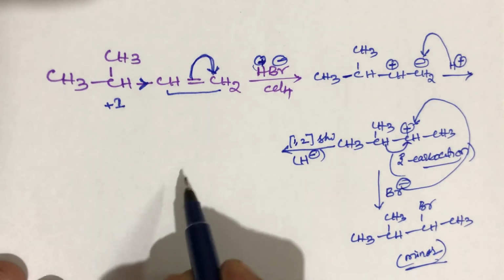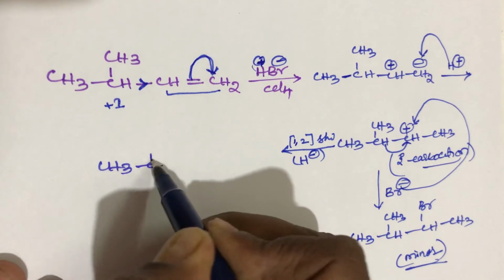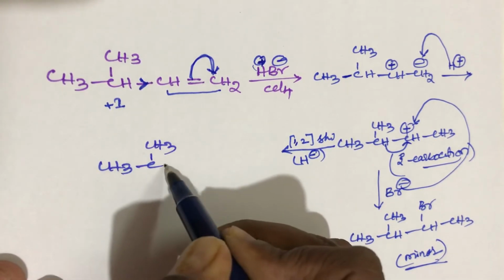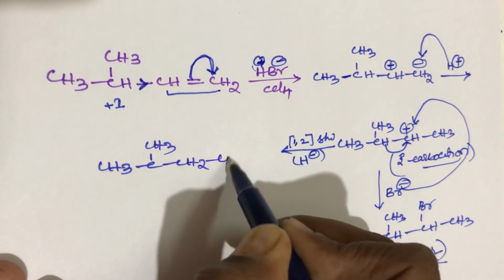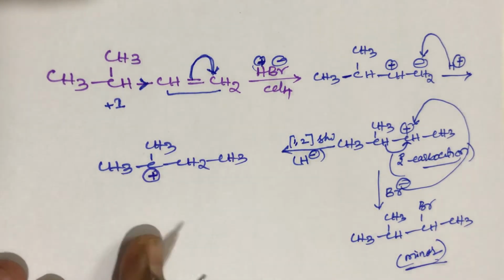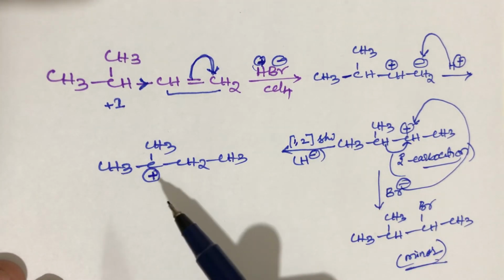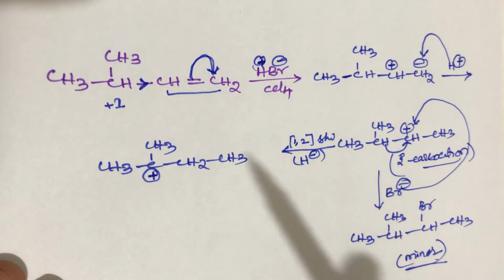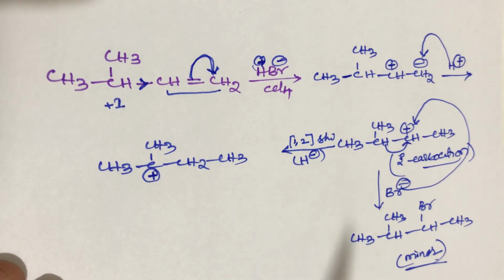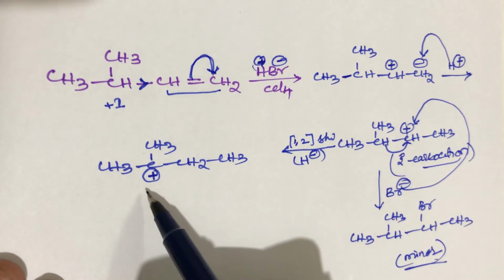So what is the product now? The intermediate product is CH3, CH3, then CH2, then CH3, with this carbon getting the positive charge. This is also an intermediate carbocation. After the shifting, this is also called rearrangement of the carbocation. This secondary carbocation wants to become a tertiary carbocation.